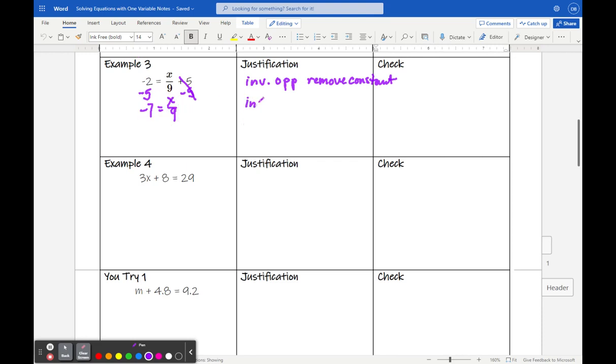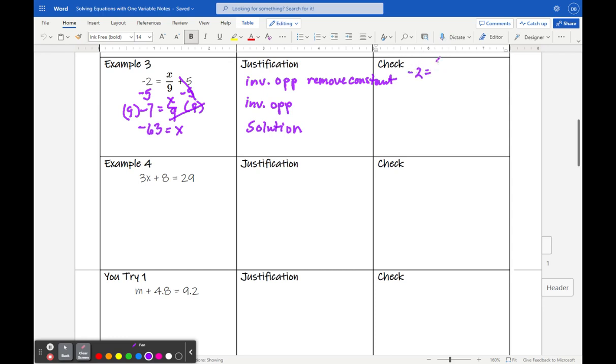So I'll be using the inverse operations again, this time to isolate my variable. The opposite of division is multiplication. So multiply by 9 on both sides. 9 times negative 7 would be negative 63. 9 divided by 9 is 1, so I have x. I believe that my solution is x equals negative 63. Of course, I have to check that out.